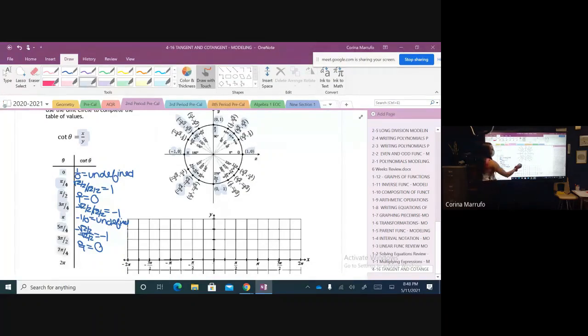The next one's at 7 pi over 4. So here's 7 pi over 4. We're going to take our x value, which is the square root of 2 over 2, and we divide it by our y value, which is a negative square root of 2 over 2. And that gives me a, is it a positive or a negative 1? It's a negative 1. You know what? This one should have been positive. Because both of them were negative, and 2 negatives make a positive. All right, and then last at 2 pi. At 2 pi, 1 divided by 0 gives me undefined.